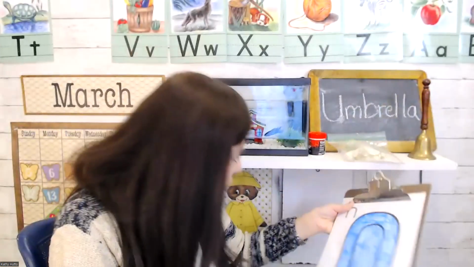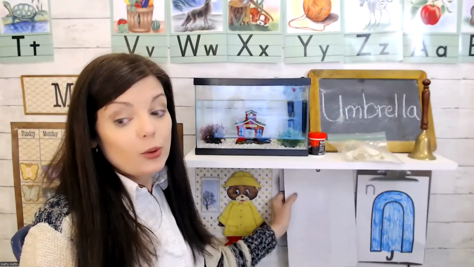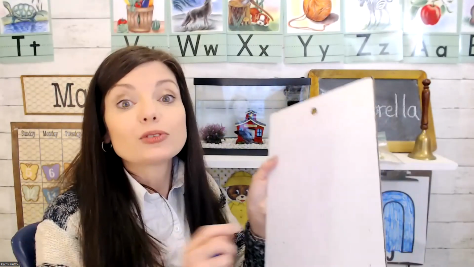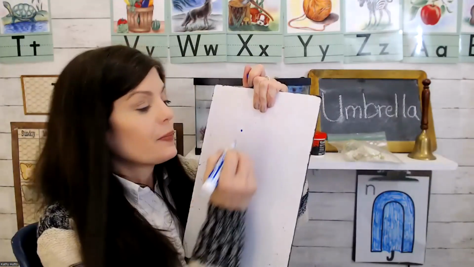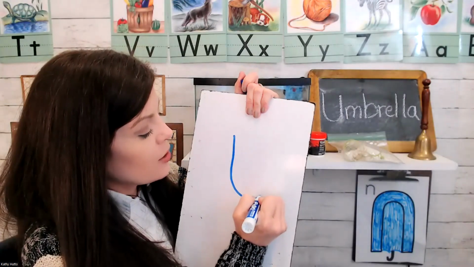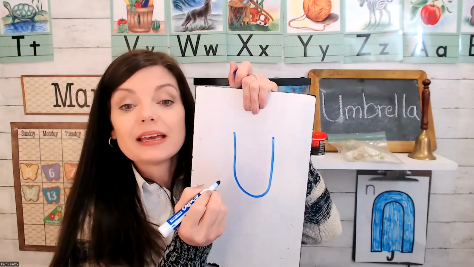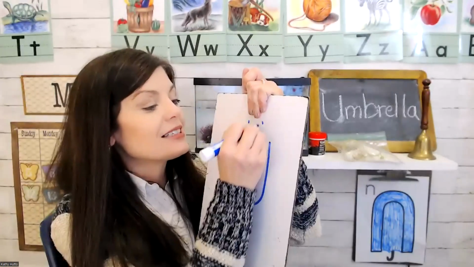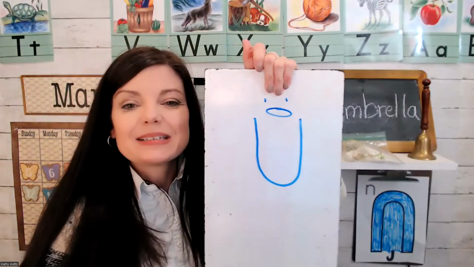Well, you can decorate your U today if you'd like, and you can also practice writing letter U, and I'm going to show you now how to do that. So you start at the top, you go down, curve around, and then right back up to the top. That's how you make a big letter U. To me, it looks like a happy smile, a big, big smile.